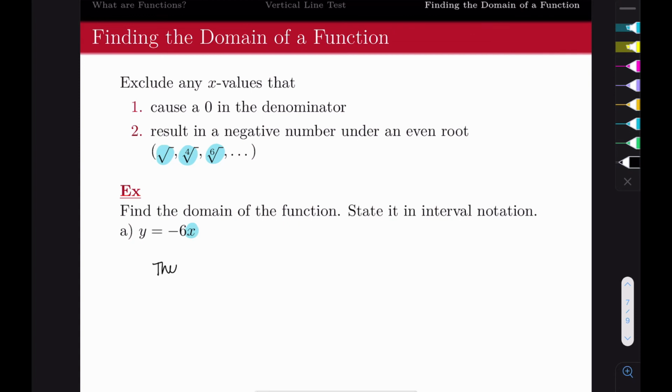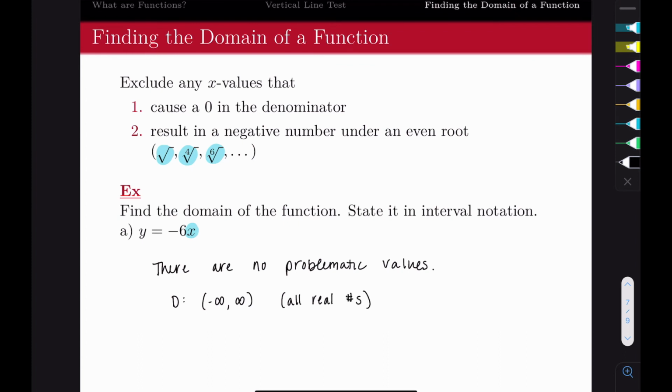So because there are no problematic values, there is nothing that will make us divide by 0. We really get to plug in whatever we want. So just like our last example, our domain is really everything. It is all real numbers. So in interval notation, that would be from -infinity to infinity. And again, that just means all real numbers are good, because nothing will pose an issue. I won't have one of those 2 problematic cases.